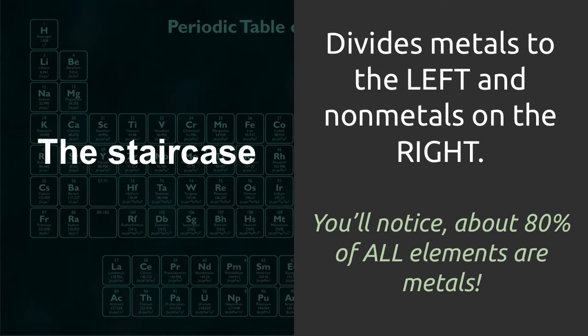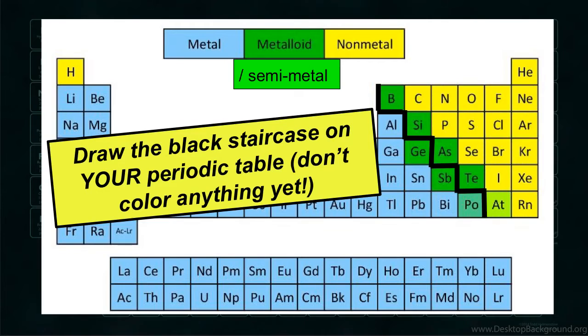The staircase, which we're going to draw in just a second on our periodic table, divides metals to the left and nonmetals to the right. And you'll notice when you draw your staircase, about 80% of all elements are metals. So go ahead and draw your staircase. And look how far over to the right it is. All of the left are metals, all of the right are nonmetals, except hydrogen.